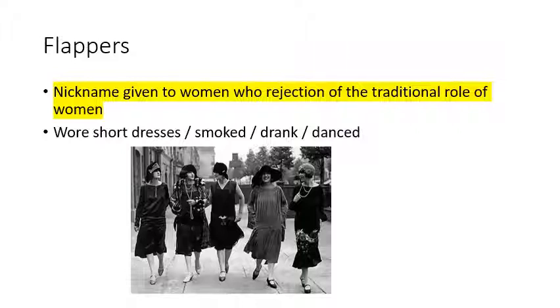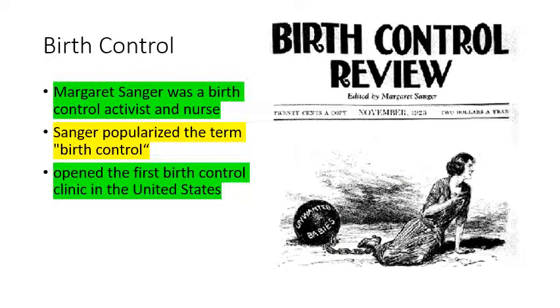So we have another conflict between modernism and traditionalism, and this is women leading the forefront here, fighting against traditional roles of women. And we have birth control. So we have the emergence of birth control for women. Margaret Sanger was a birth control activist and nurse, and Sanger popularized the term birth control. She opens the first birth control clinic in the United States, and birth control was seen as another way for women to be liberated and to leave their traditional roles at the home.